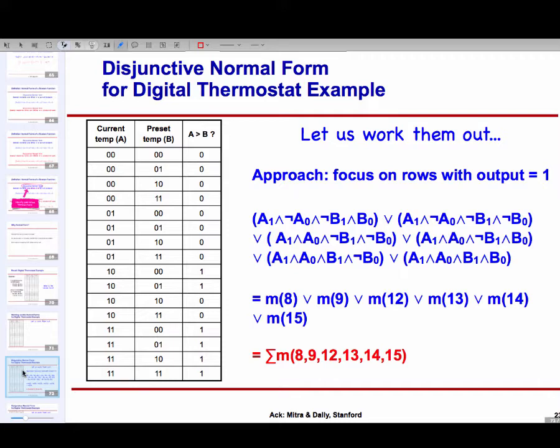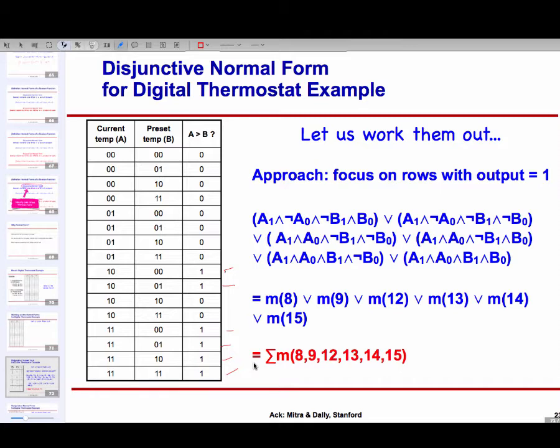Because remember, we are looking at min terms. So I want to focus on the rows which are 1. There are 6 such rows, and you can say that this function is high whenever any of these 6 min terms is true. So the 6 min terms of interest are this guy, this guy, this guy, this guy, this guy, and this guy. Okay, any one of these 6 is true.